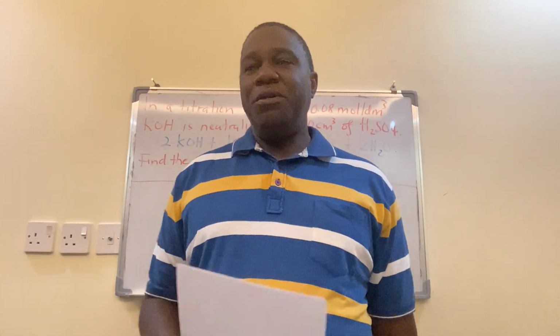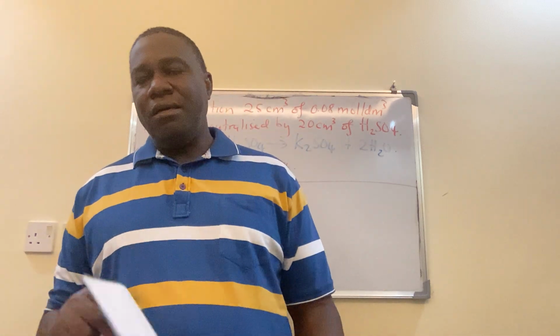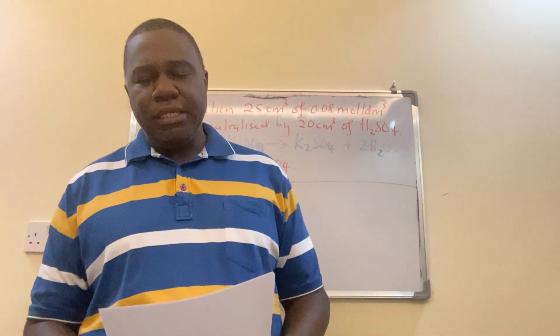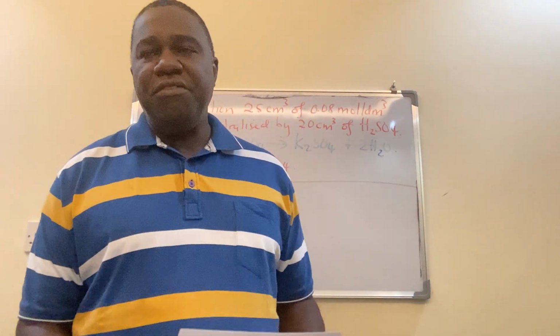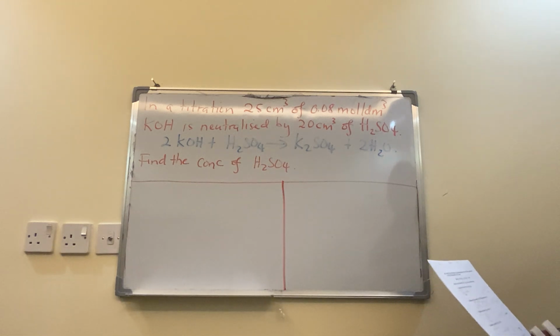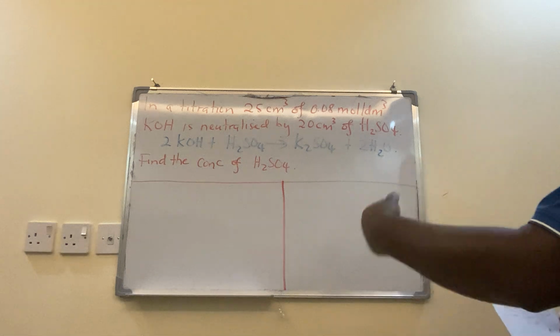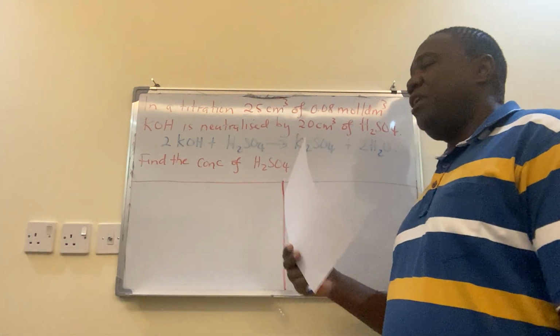In my previous video, I did another question on titration. Today, I'm going to do another question on titration. In this case, we're going to be using potassium hydroxide and sulfuric acid. I hope you still remember the steps that I showed you in my previous video. In this titration, 25 cubic centimeters of 0.08 moles per dm cube potassium hydroxide is neutralized by 20 of H2SO4. Then we have an equation there.